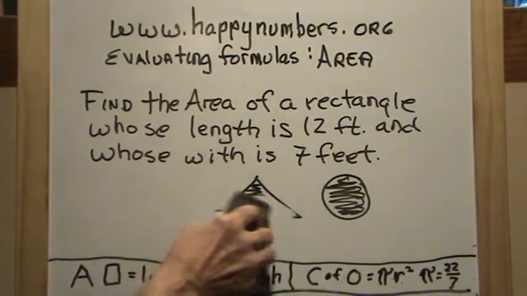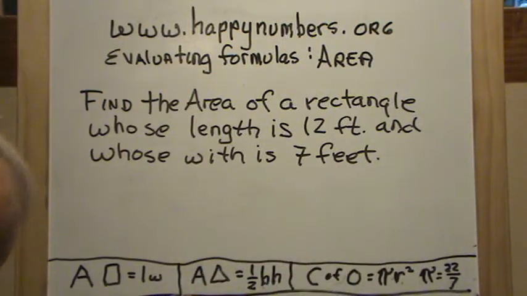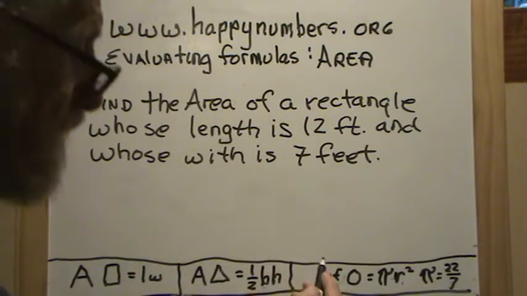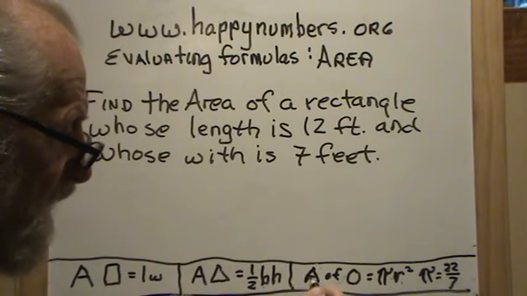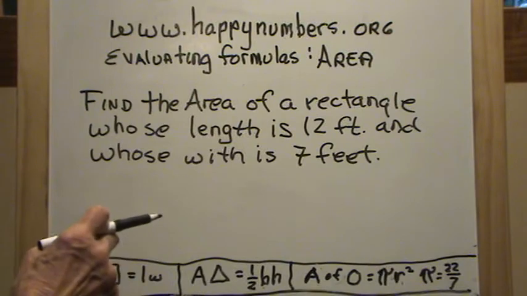And by the way, as I mentioned to you in the last session on perimeter, you will never have to memorize formulas. I don't know if you can see here, but this says the area of a rectangle is equal to the length times the width. The area of a triangle is 1/2 the base times the height. And the area of a circle is pi r squared, and we'll talk about that in a minute.